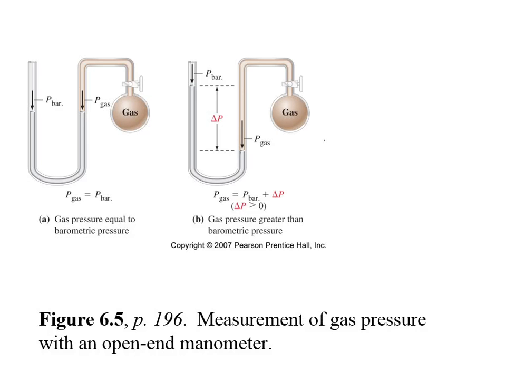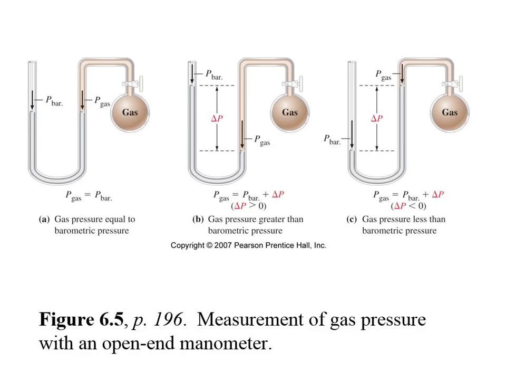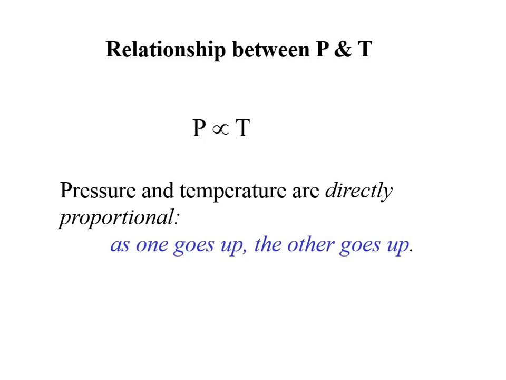We could also see a situation where the gas particles in the flask are exerting less of a pressure than the atmosphere. In this case, you see your liquid silver, your liquid mercury, go that way. Okay, and your delta P would be negative, and we could still apply it to the barometric pressure. So that's just kind of a look at that.